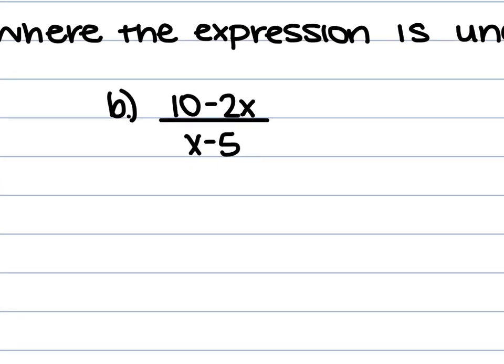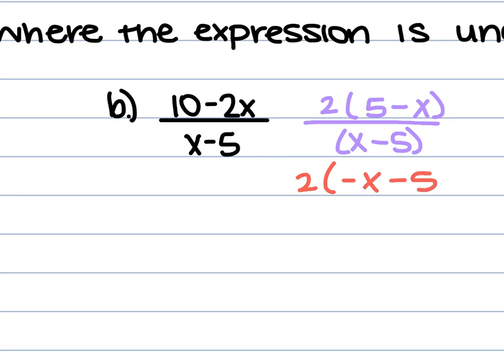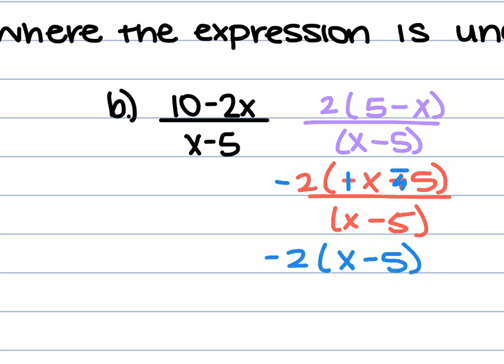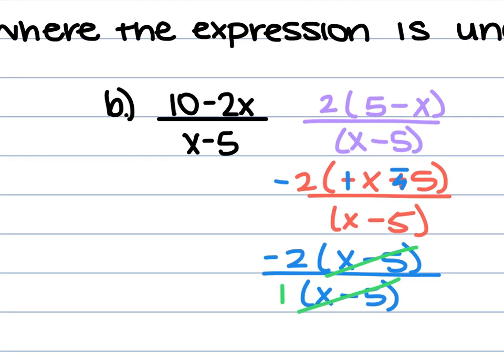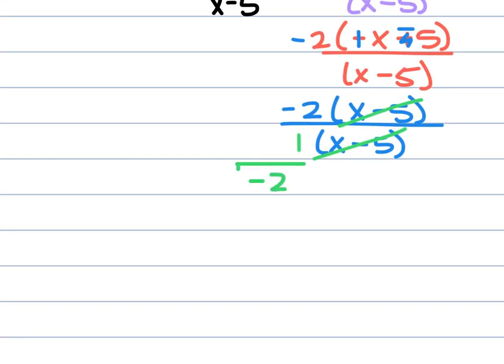For B, we have 10 minus 2x over x minus 5. The 10 minus 2x, if you want to start by factoring out a 2, you can. That's going to be 5 minus x over x minus 5. We can rewrite that 5 minus x as 2 times negative x plus 5. Again, that's not the same as that x minus 5 underneath, so we're going to factor out a negative 1 as well. So make the 2 negative, turn the x to be positive, turn the 5 to be negative. So this is going to be negative 2 times x minus 5 over x minus 5. Those x minus 5s are the same on both, so now we're left with negative 2 over 1, which is just negative 2.